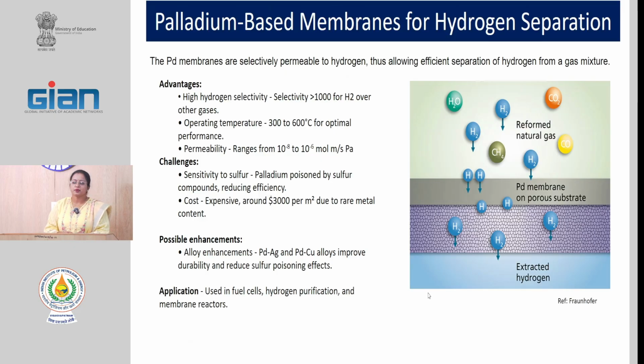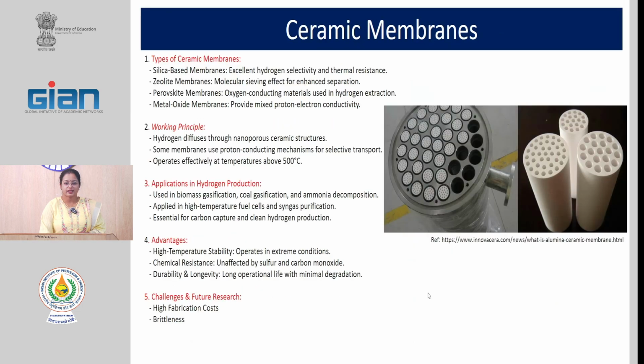Now its permeability is also very good, but one challenge is that it is very sensitive to sulfur, and also it is very expensive. Possible enhancement can be by introducing some other materials, by making alloys like silver, copper, etc. An alloy can be made so that the cost effectiveness goes higher, and also we do not lose the permeability.